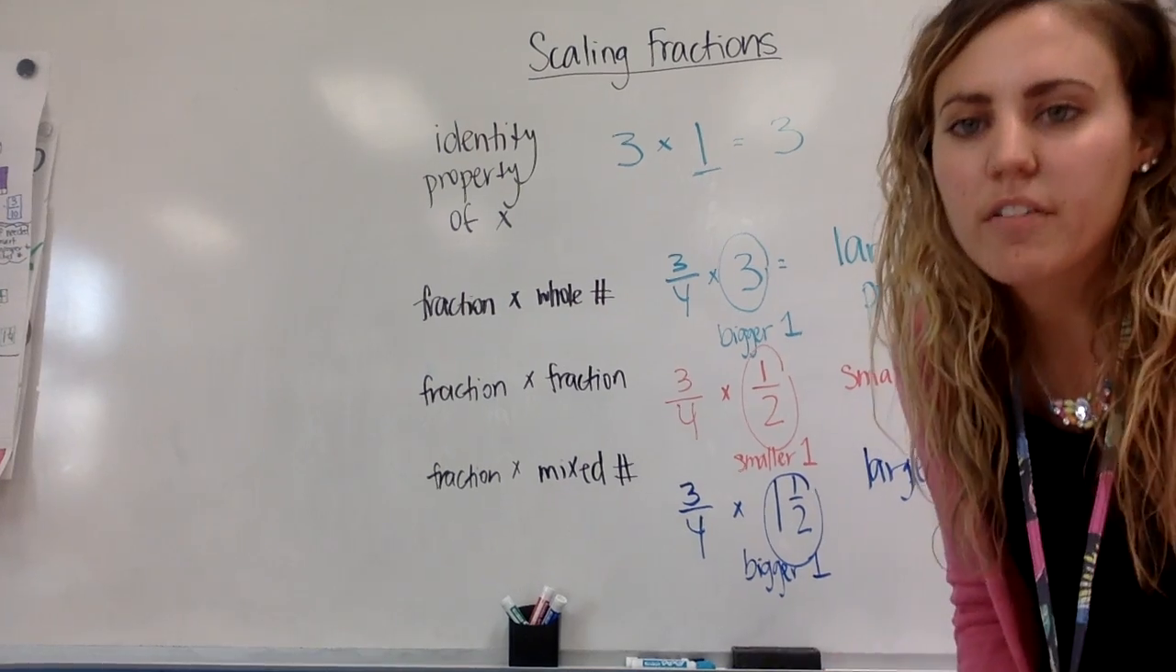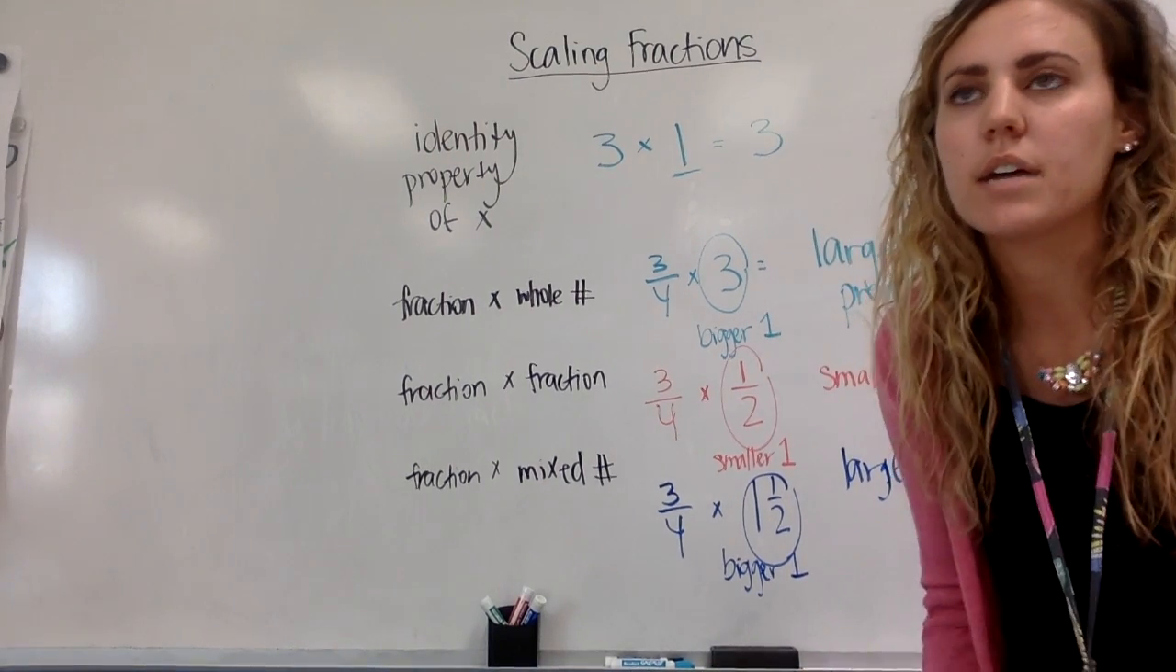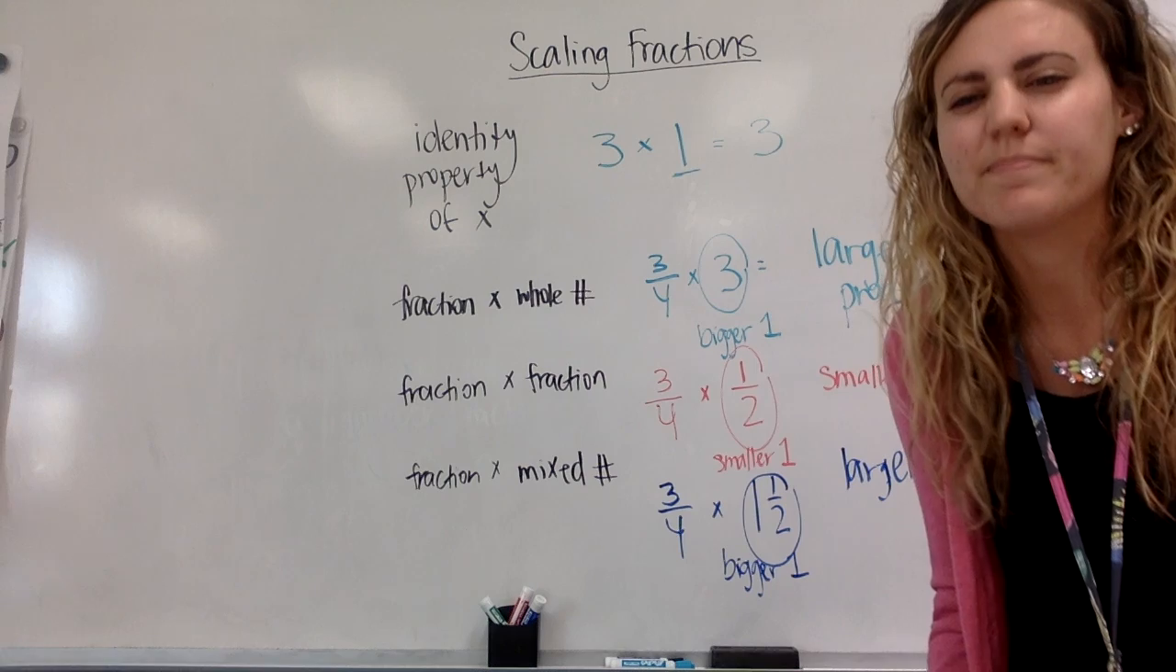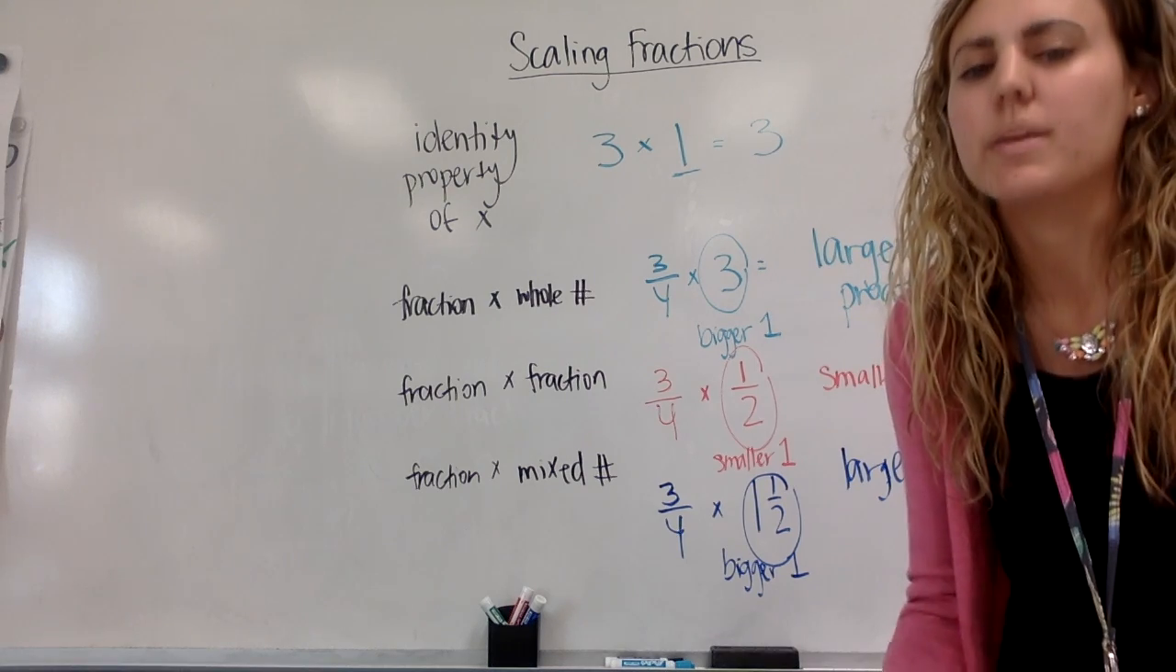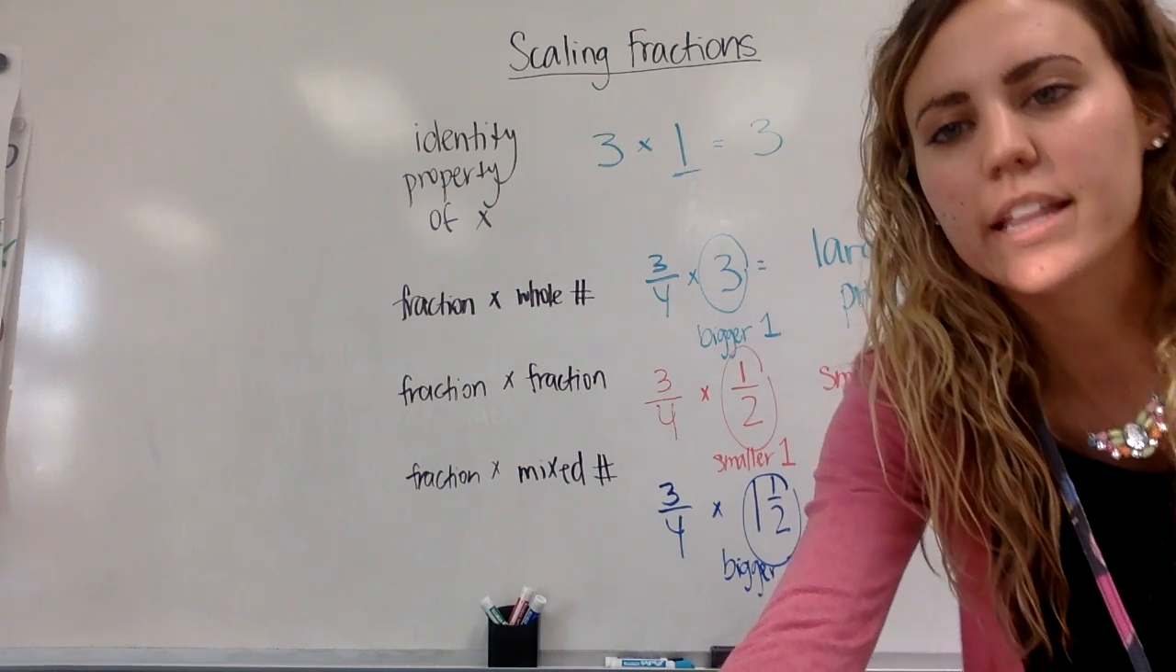Because if you're multiplying a fraction by a fraction and you end up with an answer that's bigger, you can say, that's not right because a fraction multiplied by another fraction should give me a smaller product. And that is scaling fractions.